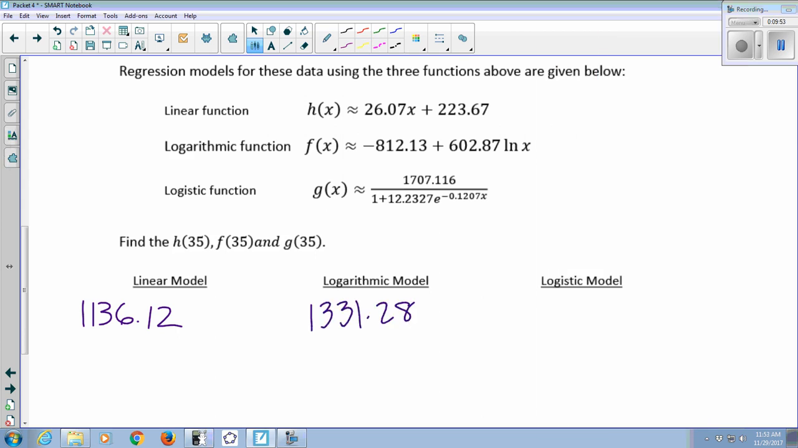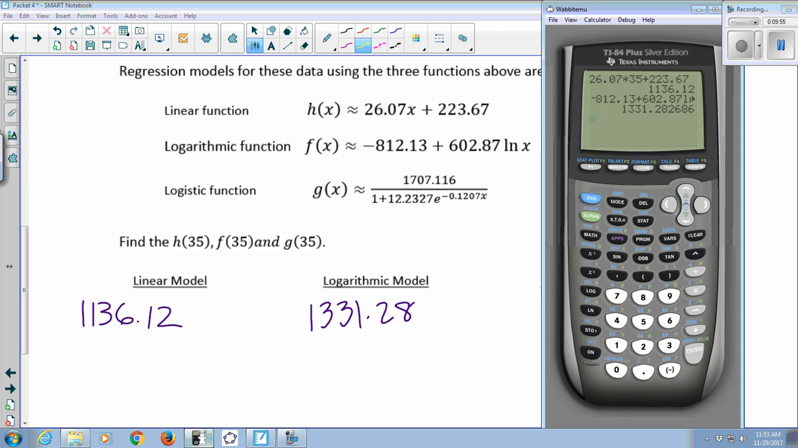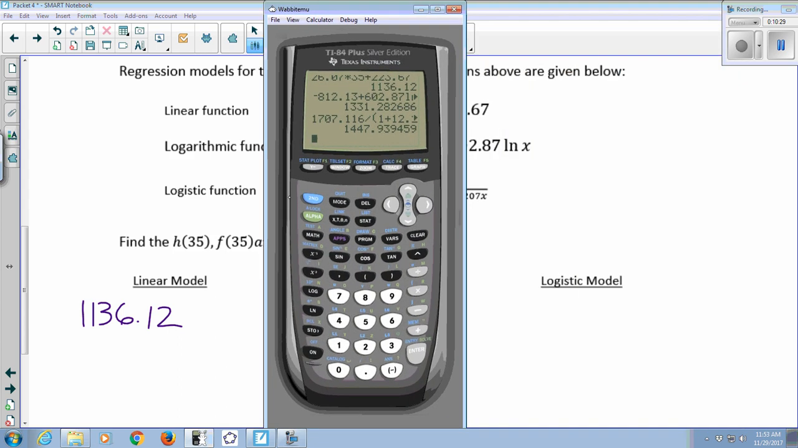And finally, my logistic function: 1707.116 divided by, parentheses around the whole denominator, 1 plus 12.2327 e to the negative 0.1207 times 35. And then close the parenthesis that was around the denominator, and I get 1447.93.